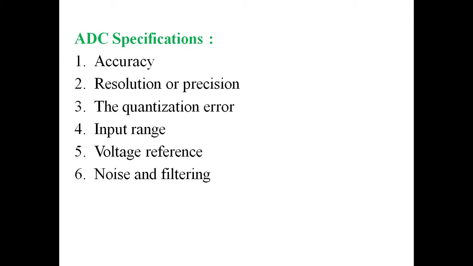One is accuracy. Accuracy indicates how exact the converted value is. That means 0.123456789 is the exact value.